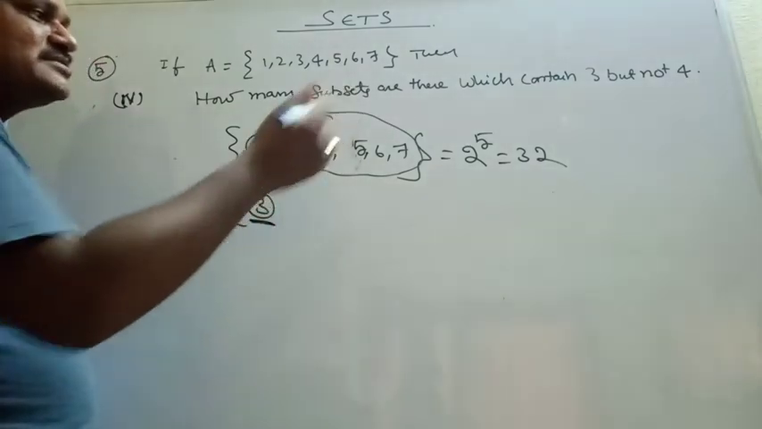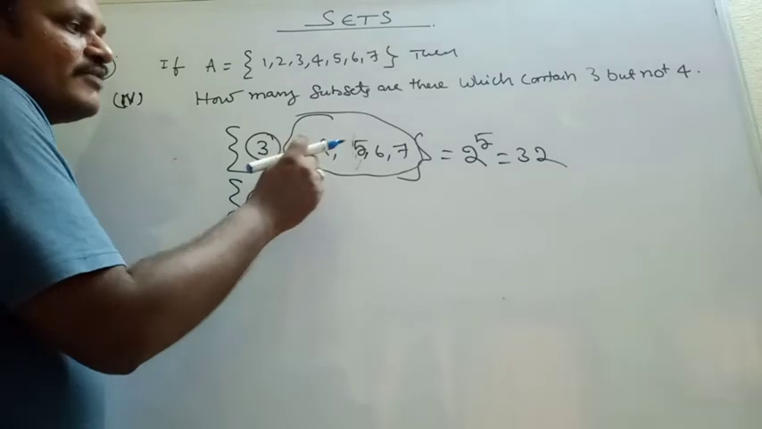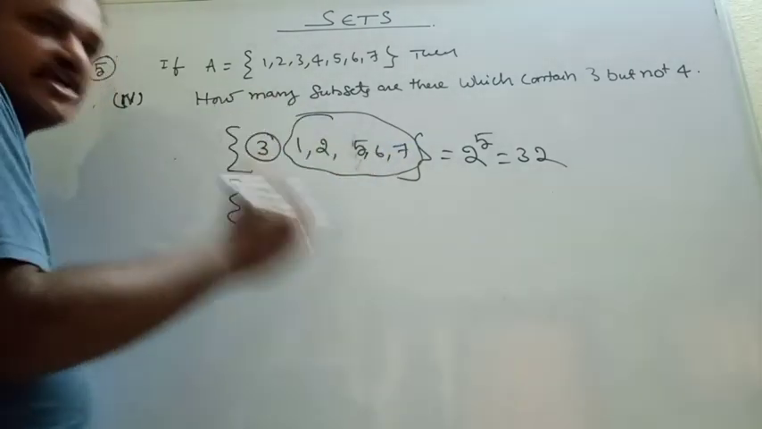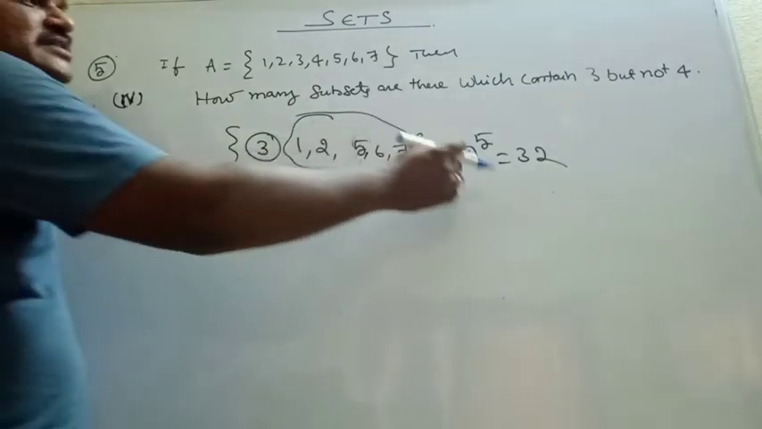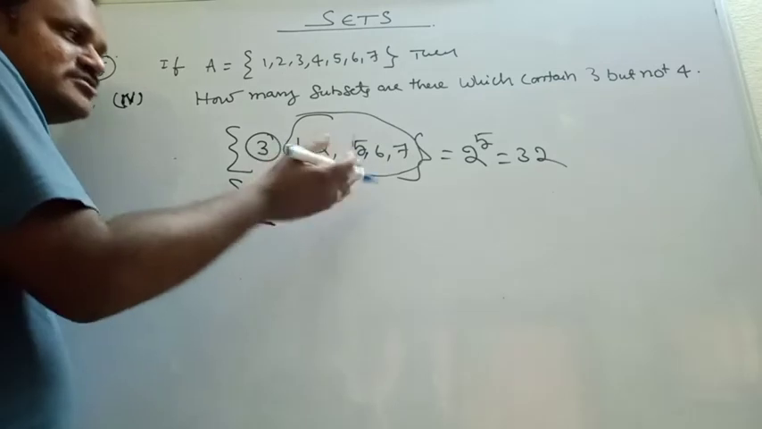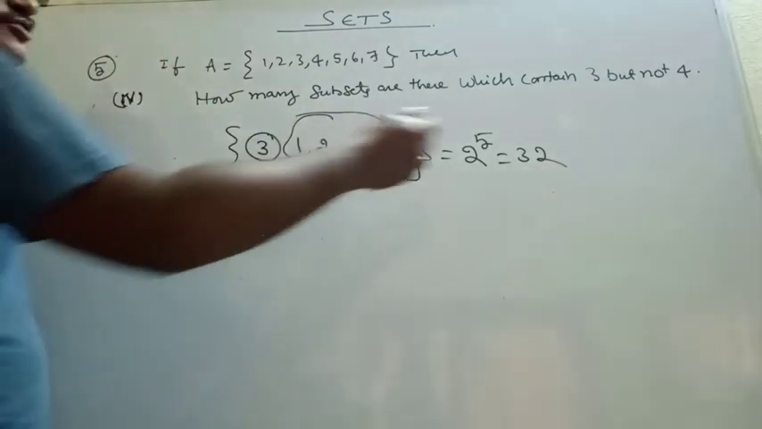That means, once 3 is fixed, all the possible subsets with these 5 elements, together with 3, will give you the answer. That is nothing but 2 power 5 different subsets you will have. With that, 3 will be combined, 3 will be fixed, but that should not be counted. Therefore 32 is the answer.